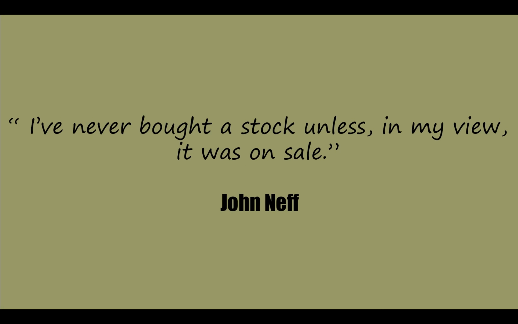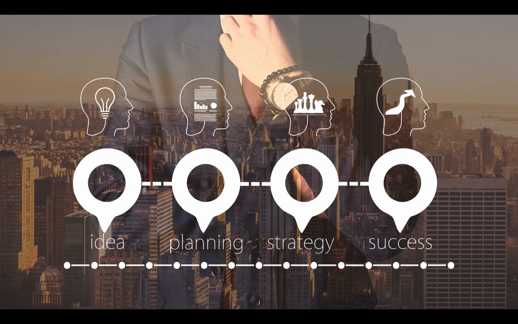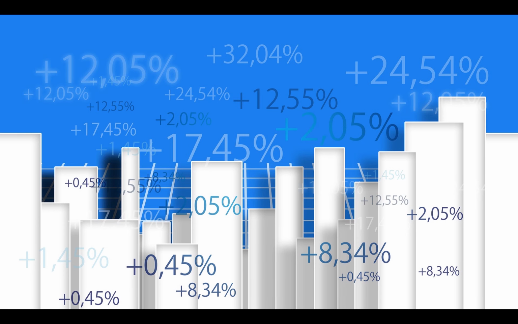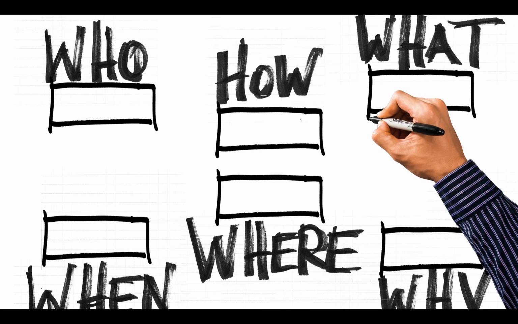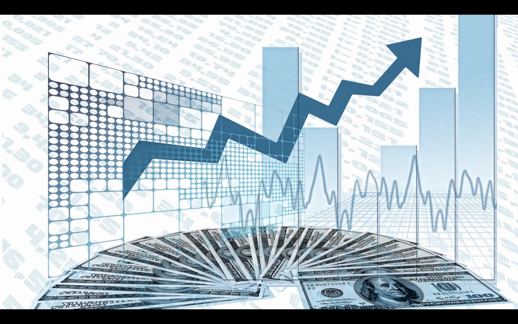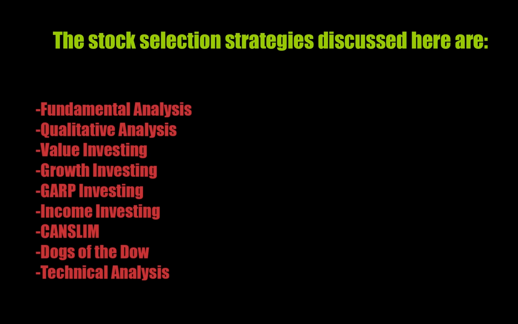Stock picking is the selection of equities based on a certain set of criteria with the hope of achieving a positive return. In today's global economy, analyzing vast amounts of information to arrive at an investment decision is very difficult. However, there are steps you can take to create a screening process to help sift through the large universe of ideas. The stock selection strategies discussed here are fundamental analysis, qualitative analysis, value investing, growth investing, GARP investing, income investing, CAN SLIM, dogs of the Dow.